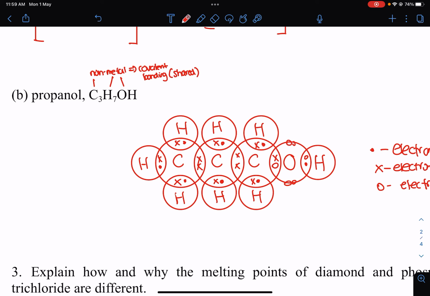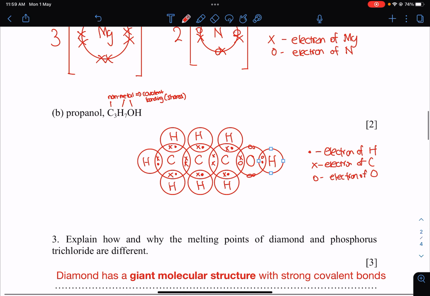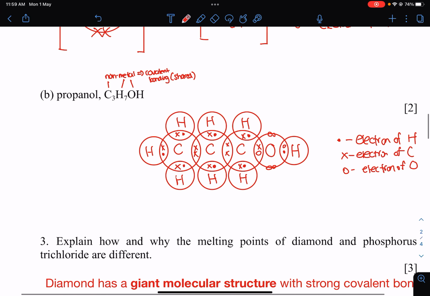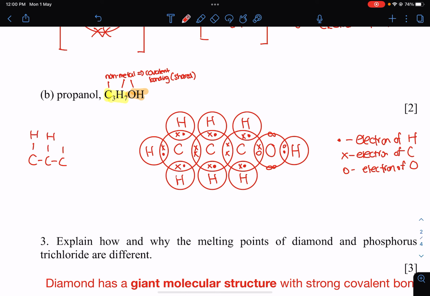So remember, for covalent bonding, I always recommend starting with the structural formula, instead of just blindly trying to distribute the electrons such that everyone gets a fully filled valence shell. In this case, they already broke it down for you. They have given you a structural formula, which means that if you just follow this order, you will ensure that all the atoms will have a fully filled valence shell. So in this case, you start with C3H7, which means there will be 7 hydrogens around 3 carbons.